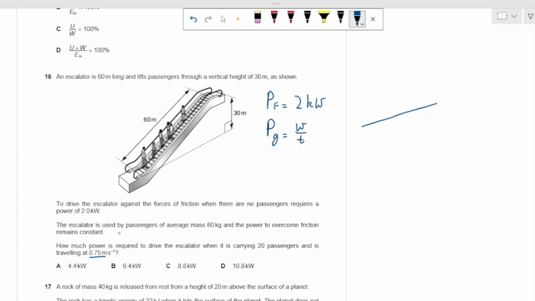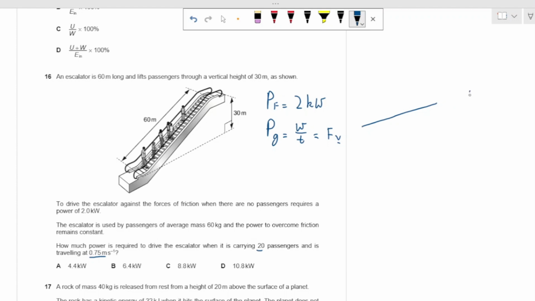But in this case, we do not know what is time. But there is another formula for power, that is force in the direction of velocity. So we can work out that. But the first thing we need to know is velocity. Force, of course, we will know that will just be 20 multiplied with mass into gravity. That would give us the force due to the weight of the 20 passengers. But we do not know what's the velocity.